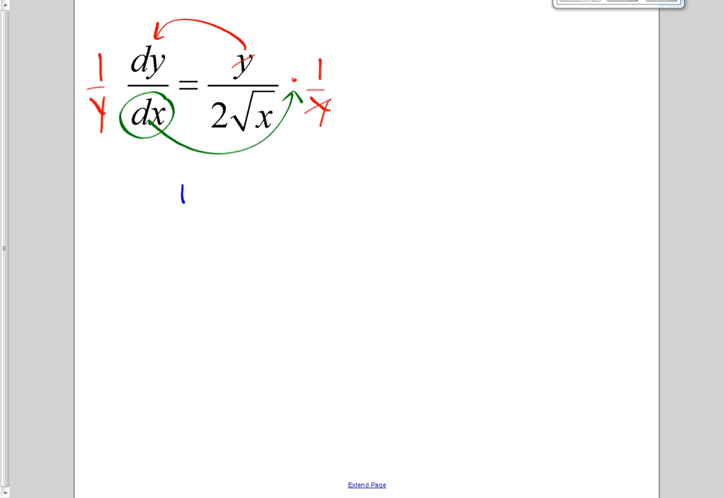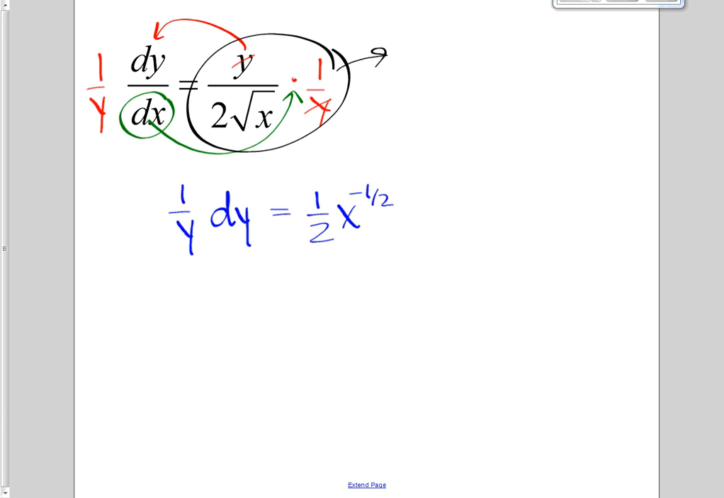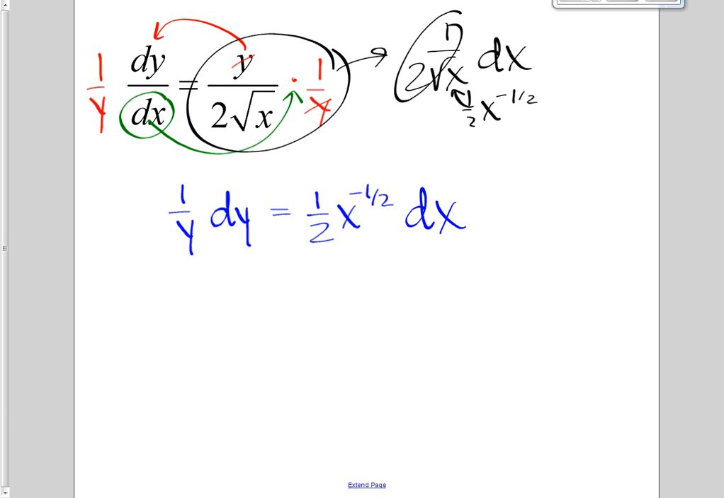So on the left side we'll have 1 over y dy. On the right side, I'm going to write this as 1/2 x to the negative 1/2 power, if I can. So the idea is that this is equal to 1 over 2 radical x dx. But this x is just x to the negative 1/2 power, and then this over here just gives me a 1/2. So I'm just writing it slightly differently. So I'll set this up this way: 1 over y dy is equal to 1/2 x to the negative 1/2 dx.